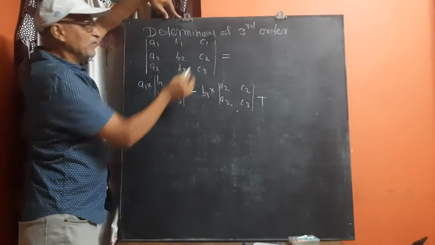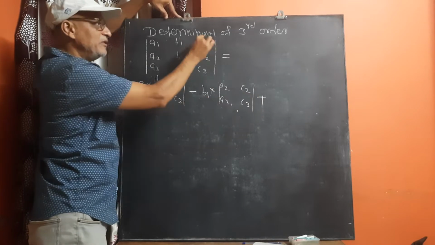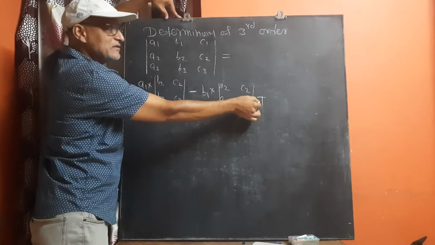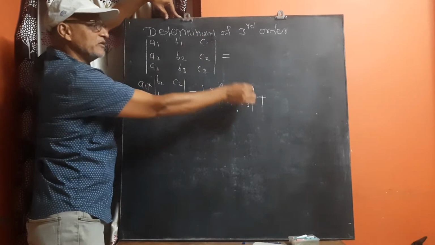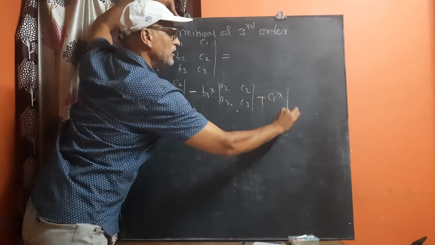Plus again, the sign of C1 is as it is. If it is plus, then there will be plus. If it is minus, then it will remain the same as minus. In this case it is plus, so I have written here plus C1 into the determinant of.